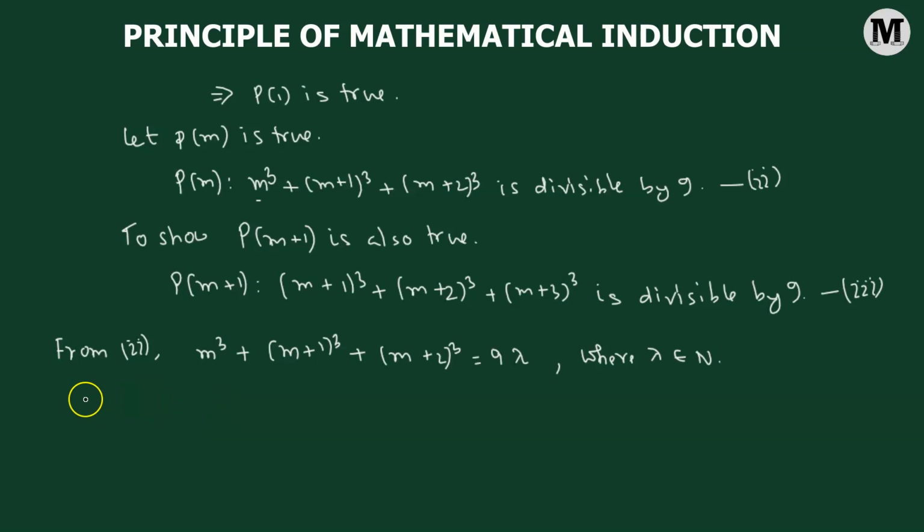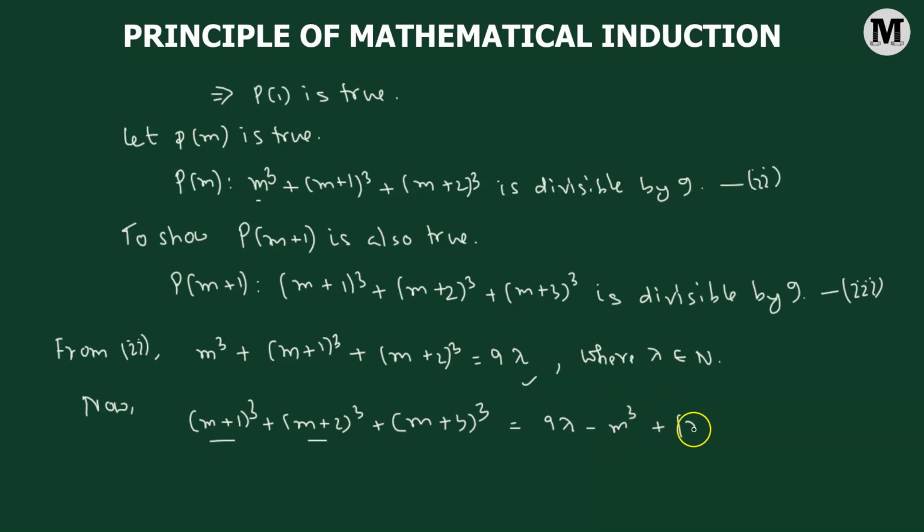Fine. Now we have from statement number 3, (m plus 1) whole cube added to (m plus 2) whole cube added to (m plus 3) whole cube. We're going to work with this, the sum of the cubes of these three consecutive natural numbers. So in place of (m plus 1) whole cube and (m plus 2) whole cube, we can use this equation and replace it with 9 lambda minus m cube added to (m plus 3) whole cube.